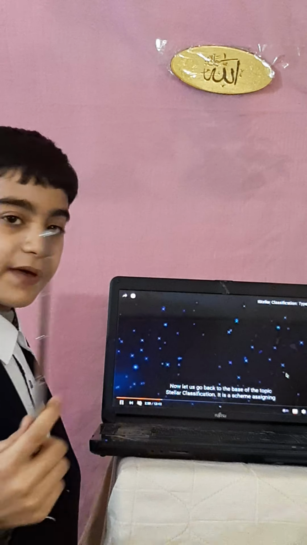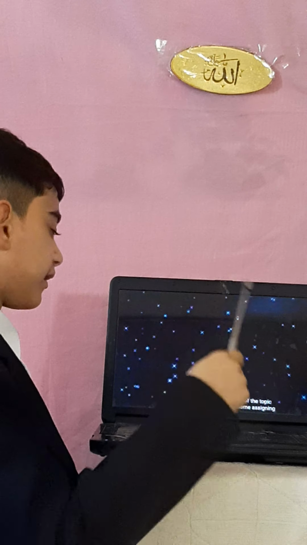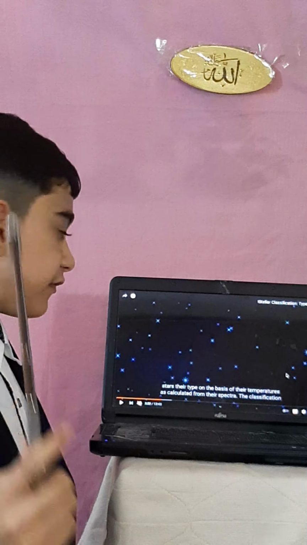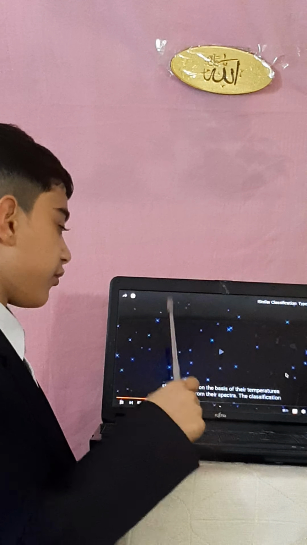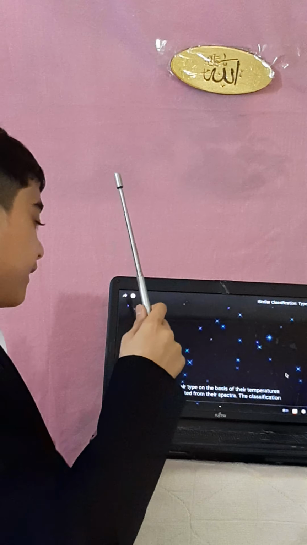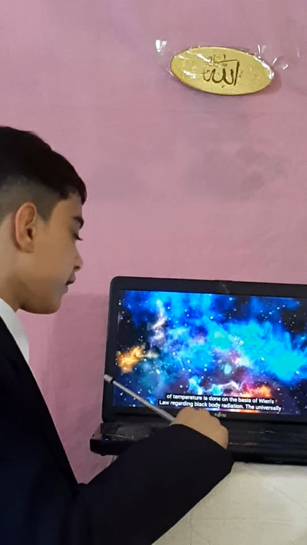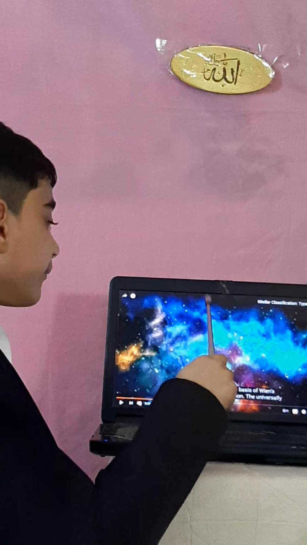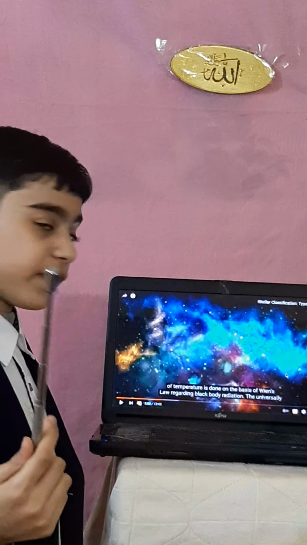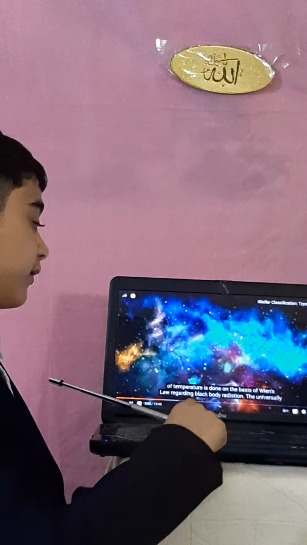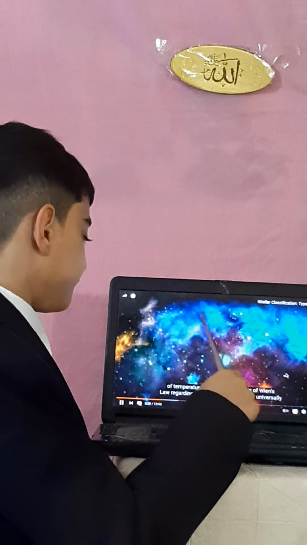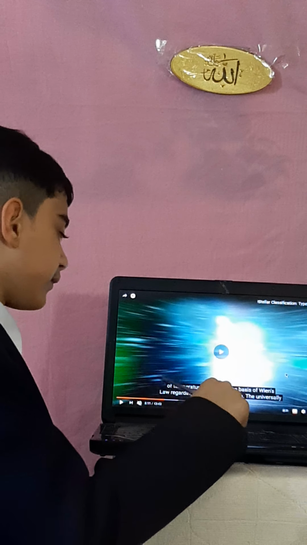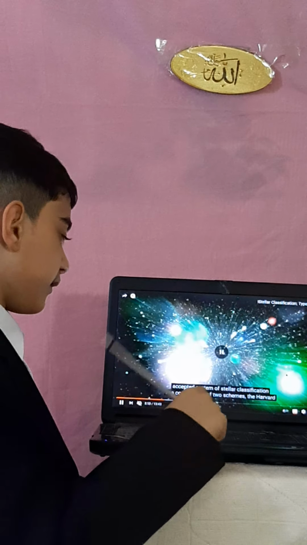Now let us get back to the topic, stellar classification. It's a scheme of classifying stars. They're typed on the basis of their temperatures as calculated from their spectra. The classification by temperature is done on the basis of Wien's law regarding black body radiation.